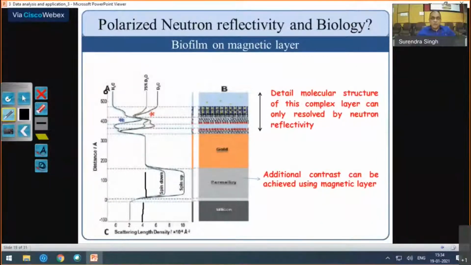So all these are called contrast variations. Sometimes you do this experiment with water, sometimes with D2O, depending on where you will get maximum reflectivity out of your sample, and then you can say much more about your sample, about the layer structure of your sample. So the answer is yes. Polarized neutron reflectivity will be very good, and it will give additional contrast and give better resolution for your structure study, the depth dependent structure.